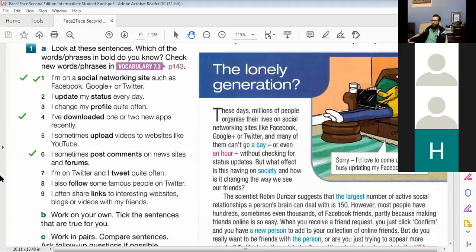Do you use Twitter, like Sana? No, I don't use Twitter, and I don't know how to use it. But I follow some famous people, but not on Twitter. On Instagram and Snapchat. Okay. Who are some of the famous people you follow on Instagram, for example?